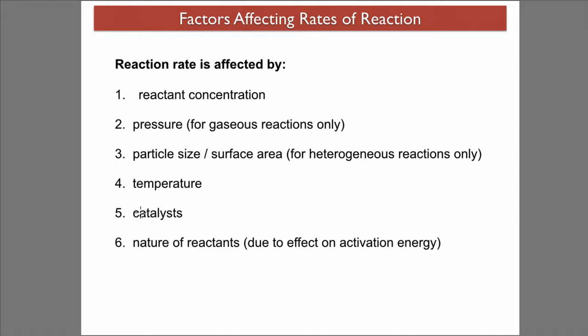Here are the 6 factors that affect the rate of reaction. 1, reactant concentration. 2, pressure, that's for gases only, and it's really the same as concentration. 3, particle size and surface area. This is only for heterogeneous reactions, for example, when a liquid and a solid react. 4, temperature. 5, catalyst. 6, nature of reactants. And this is due to the effect of activation energy.